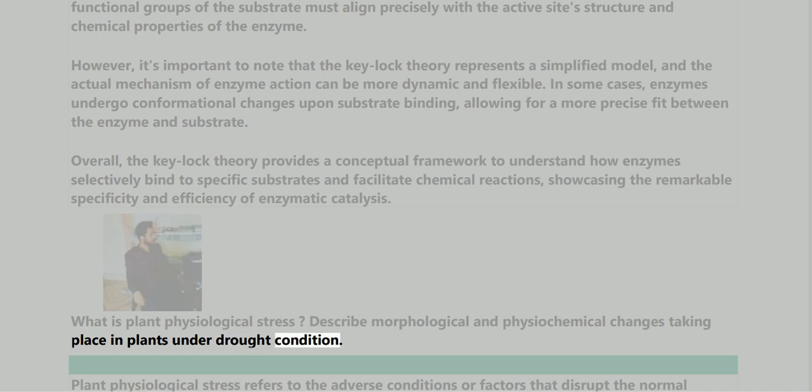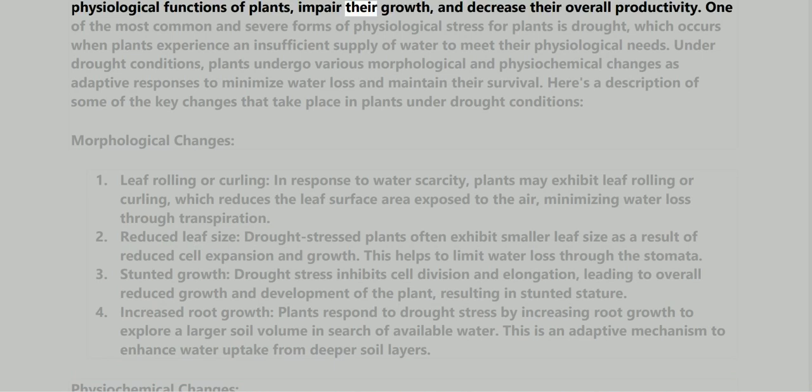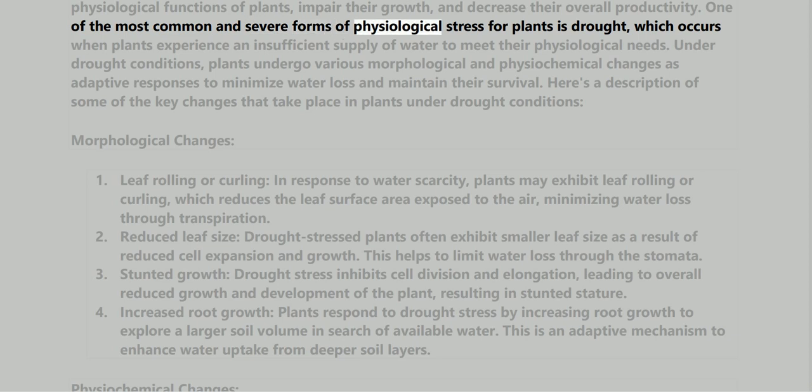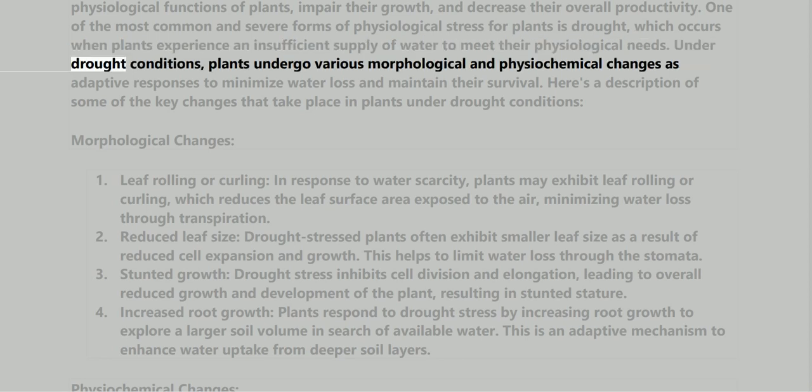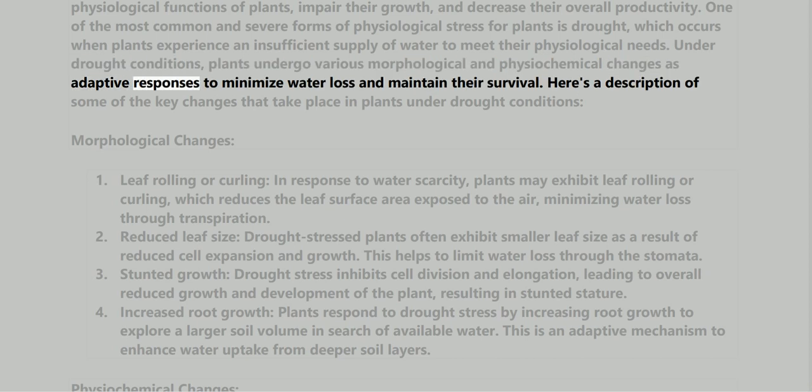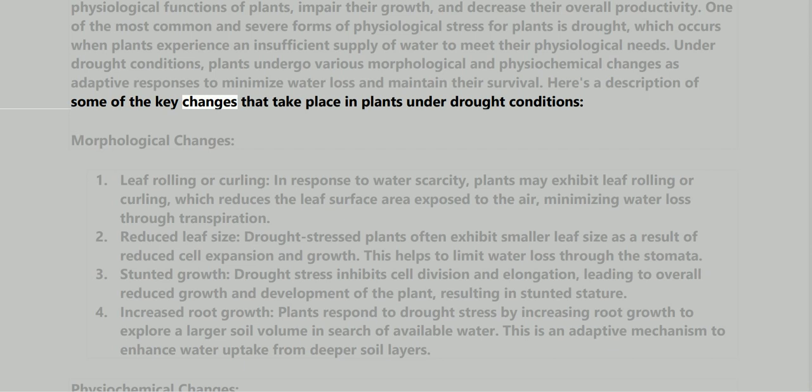Plant physiological stress refers to the adverse conditions or factors that disrupt the normal physiological functions of plants, impair their growth, and decrease their overall productivity. One of the most common and severe forms of physiological stress for plants is drought, which occurs when plants experience an insufficient supply of water to meet their physiological needs. Under drought conditions, plants undergo various morphological and physiochemical changes as adaptive responses to minimize water loss and maintain their survival. Here is a description of some of the key changes that take place in plants under drought conditions.